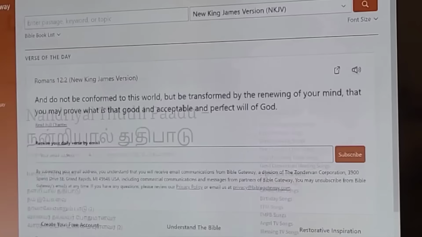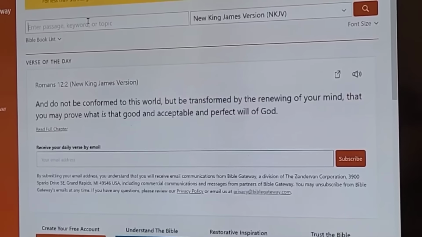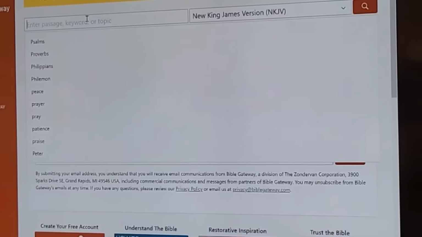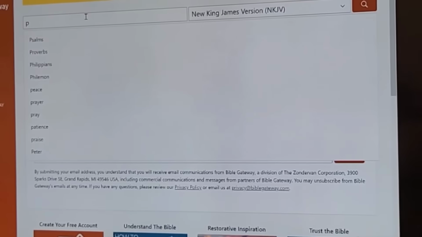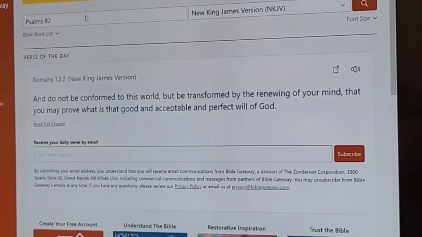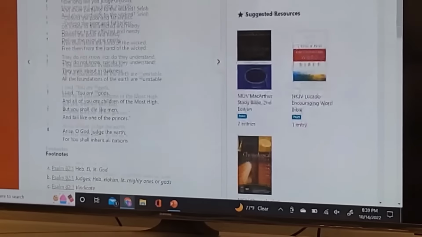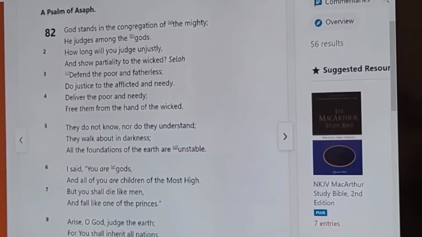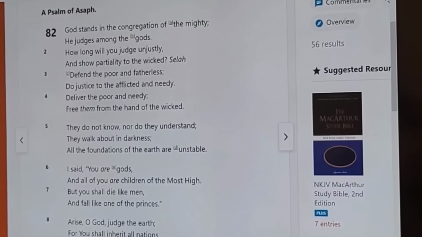82, what verse? Starting from there. God stands in the congregation of the mighty. He judges among the gods. How long will you judge unjustly and show partiality to the wicked? Defend the poor and fatherless. Do justice to the afflicted and needy. Deliver the poor and needy. Free them from the hand of the wicked.